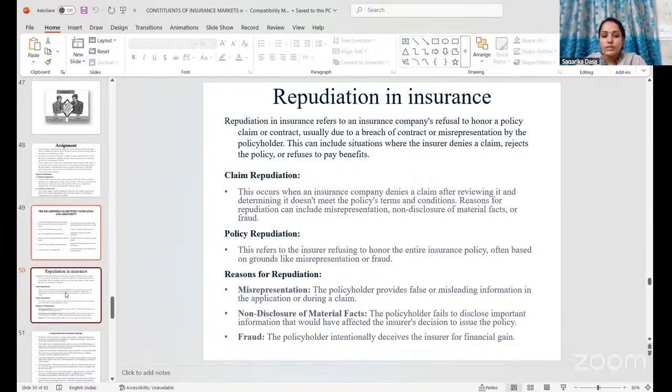I hope the concept is clear to you all. This is repudiation, or refusal of honoring the insurance policy, insurance contract, or insurance claim amount.